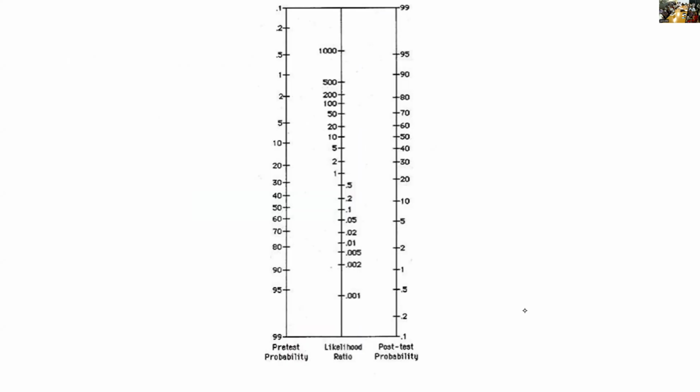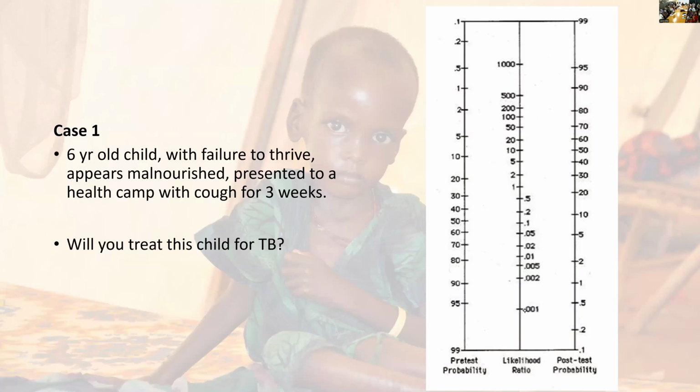So what is the point of doing a diagnostic test? Finally, we need to apply this to the patient. So this is done by the Fagan's nomogram. So coming back to the first case, the 6-year-old child with failure to thrive, he appears malnourished, presenting to a health camp with cough for 3 weeks.